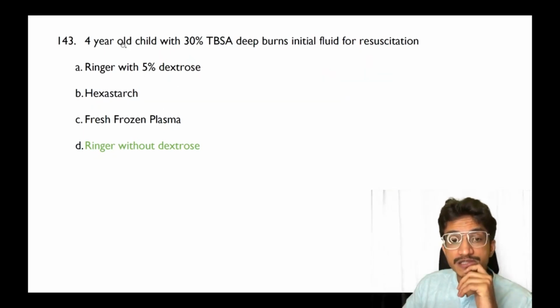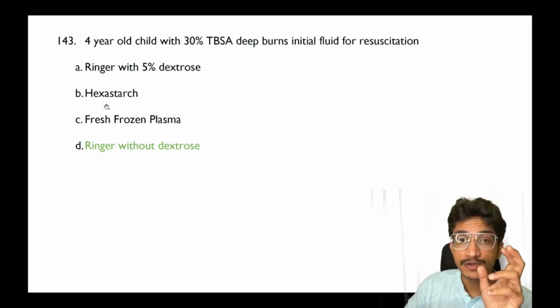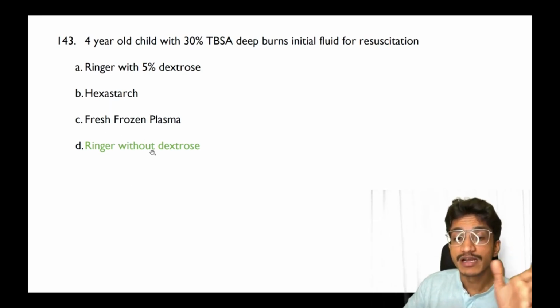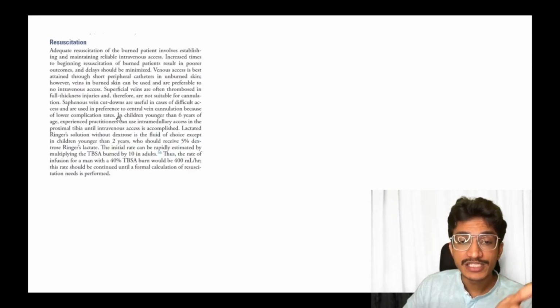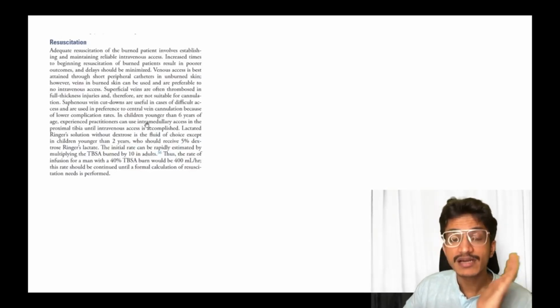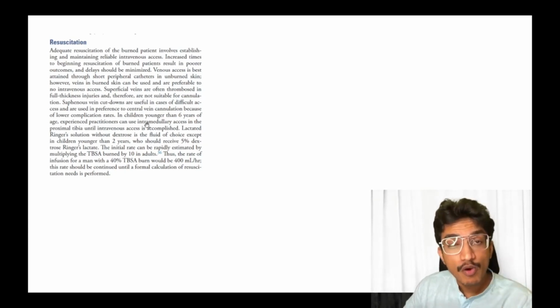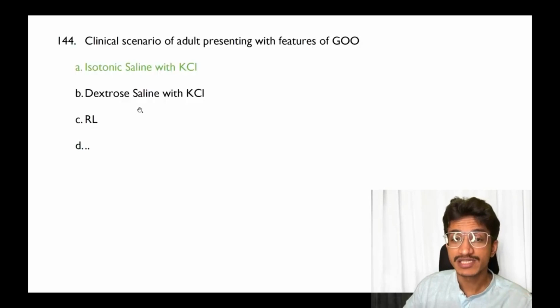Now, patient with burns, 4-year-old child. Again, much confusion regarding the recall, but according to the options given, if the option was Ringer without dextrose, that is the answer according to Sabiston. That is, if the child is younger than 2 years, then you should give 5% dextrose with Ringer lactate. If more than 2 years, then you should give Ringer without dextrose. So that is what is mentioned in Sabiston.